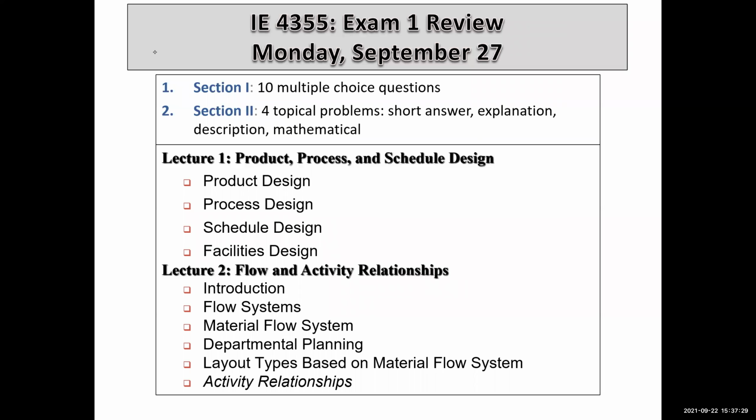So which lectures do we cover? We went through lectures 1 through 3. In the first lecture, we talked about the difference between product, process, and schedule design. That was our first lecture. We went specifically into each one of them, and then we transitioned to facilities design. In lecture 2, we talked about flow and activity relationships. We talked about flow systems, material flow systems, departmental planning, layout types based on material flow systems, and we also introduced the activity relationships.